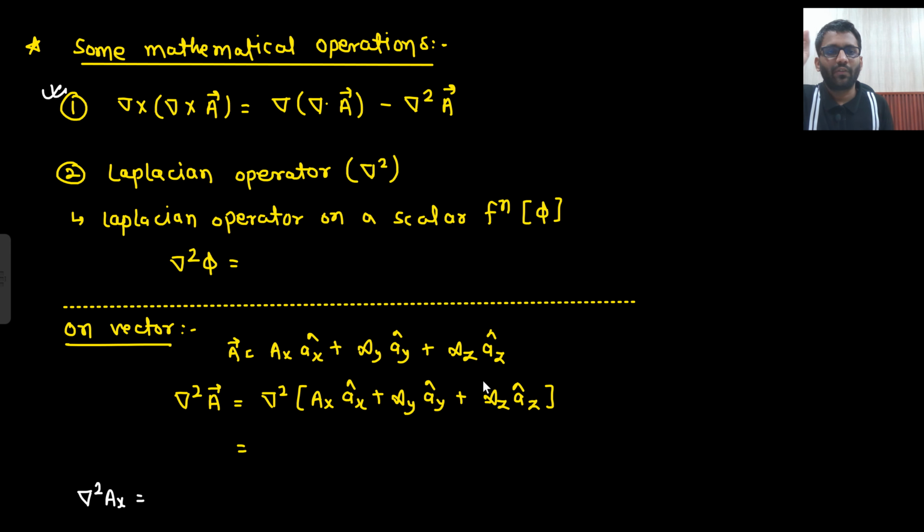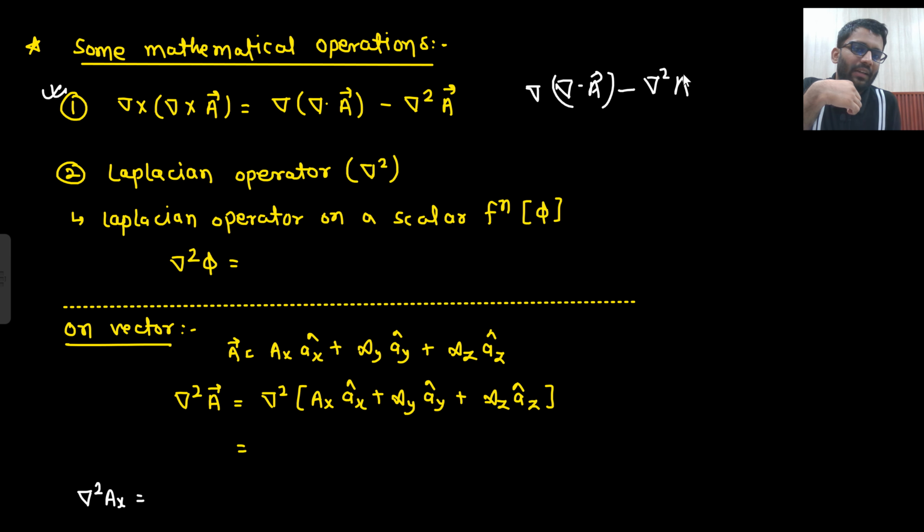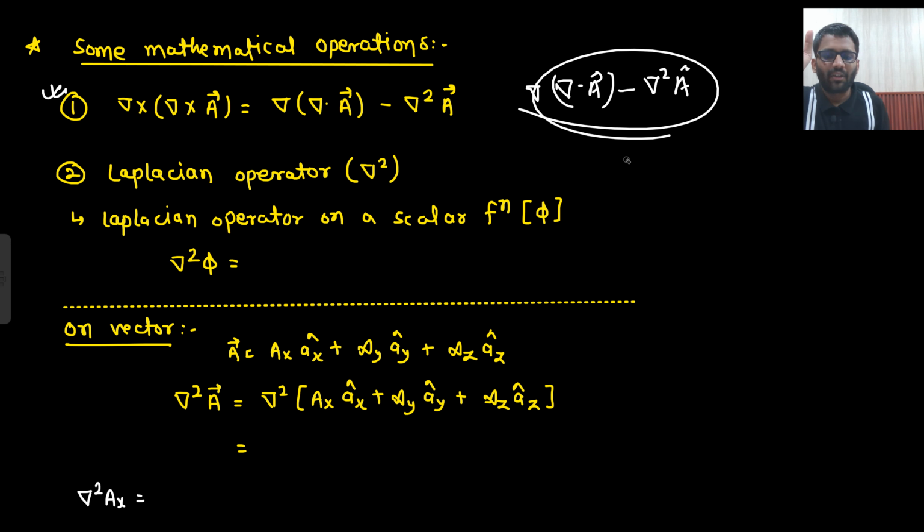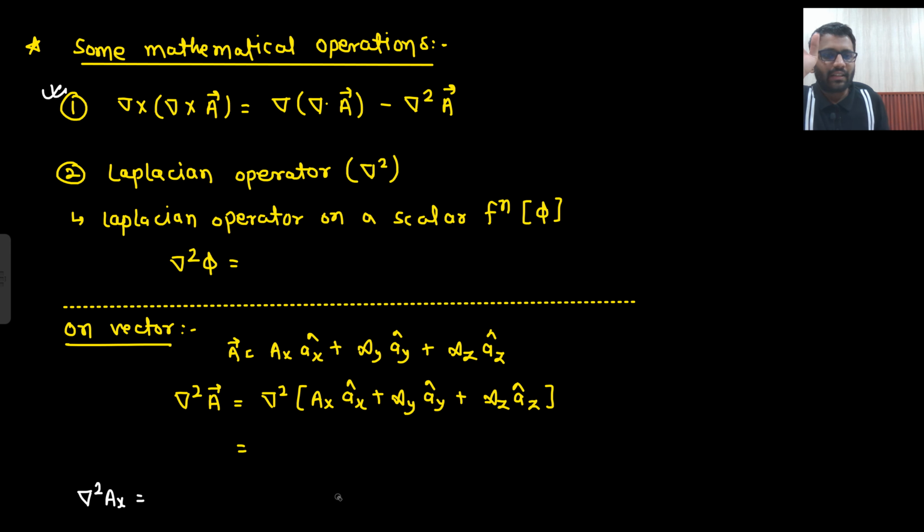Just write it down in your rough notebook. Del cross A, del dot A, minus del square A. For derivation purposes this will be used. No question will be coming in your examination from this formula. But you just need to understand that this will be used in your derivation. So del dot A into del minus del square A.